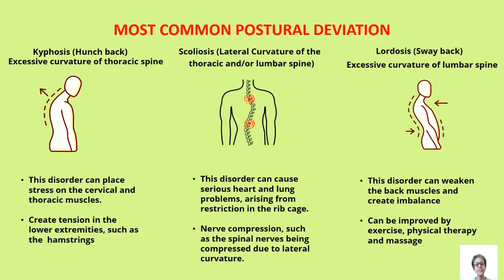In the case of scoliosis, the lateral curve can create nerve compression in the spine. It can also create problems for the lungs and the heart when the rib cage is restricted from that deviation. In the case of lordosis, the sway back, the excessive curve in the spine, when the lower back muscles are always in a relaxed state, they get weak. And when they get weak, they create imbalance in the body and, of course, lots of pain. And these are just some of the problems. So let's take a look at some functional and structural problems.